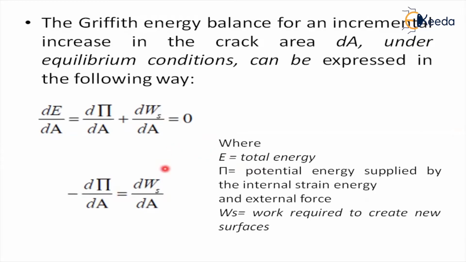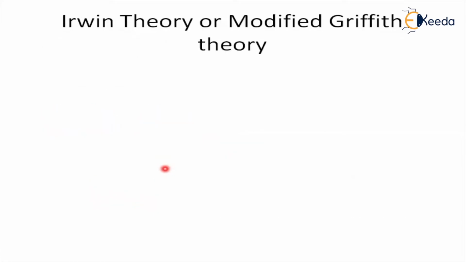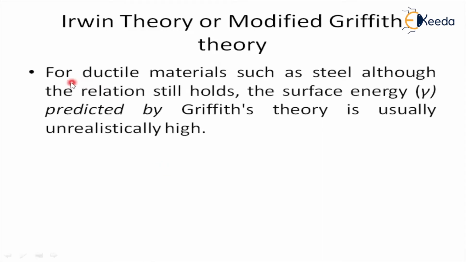Let us discuss the Irwin theory now. What is the Irwin theory, or the modified Griffith theory? The statement is like this: for ductile materials such as steel, although the relation still holds, the surface energy predicted by Griffith's theory is usually unrealistically high. That means the values given by Griffith's theory sometimes look too high and are not realistic. That's why Griffith's theory had to be modified, and it was done by Irwin, so it is called the modified Griffith theory.